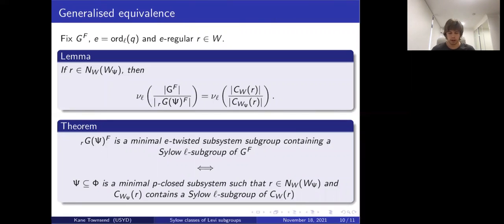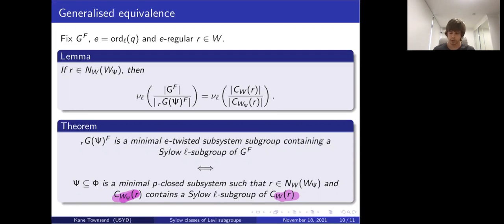So now I've got the following lemma, which is a generalization in some sense of the previous one, where we've got these quotients of these groups and they have equal ℓ-divisibility. And what this allows me to say is that a minimal e-twisted subsystem subgroup that contains the Sylow ℓ-subgroup directly corresponds to the subsystem that's minimally p-closed, such that we have this normalized property, and this reflection subgroup of this reflection group contains a Sylow ℓ-subgroup.